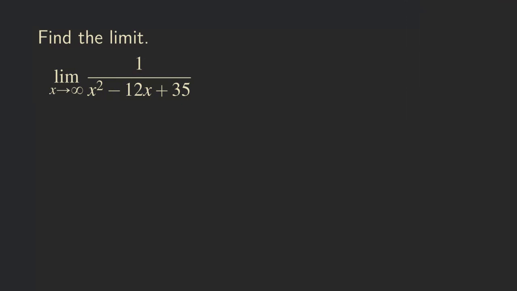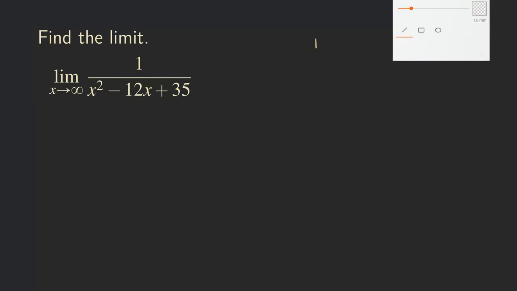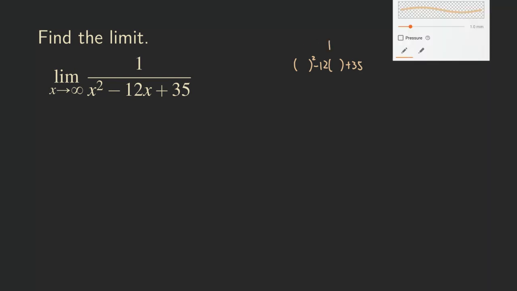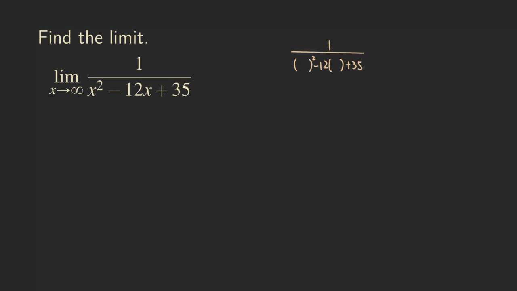What happens is that we have a 1 at the top, and a quadratic in the denominator. If you plug in a big number, you see what's going on here: we have infinity squared, that is, a large number squared, and then we subtract 12 times a large number. And that's already an indeterminate form.